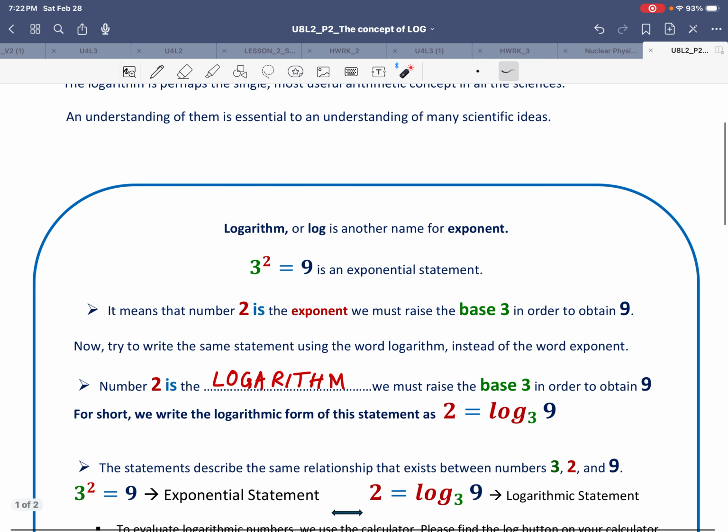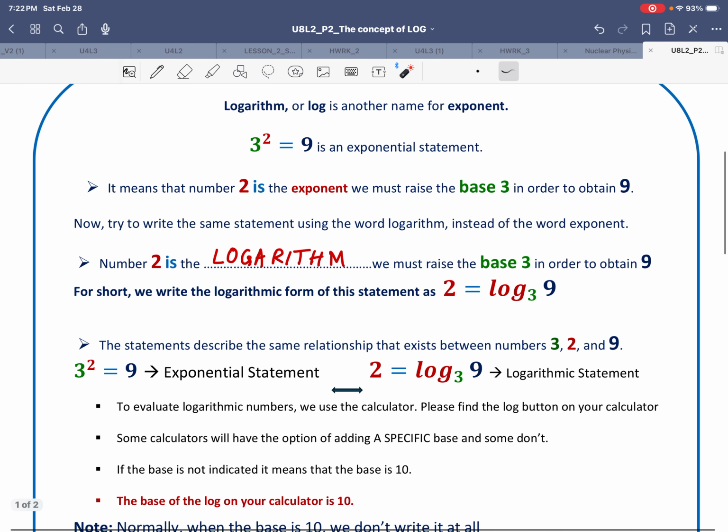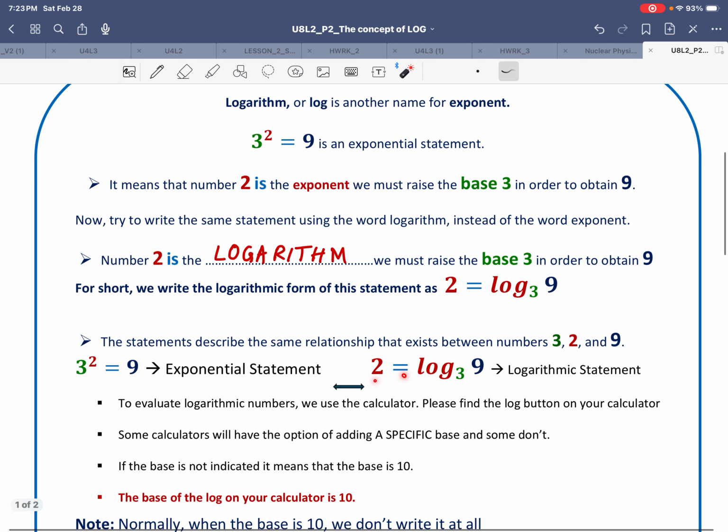Now, the two statements describe the same relationship that exists between these exact same numbers 3, 2, and 9, but in different ways. So 3 to the power of 2 equals 9 is what we call an exponential statement, and 2 equals log with base 3 of 9 is what we call a logarithmic statement.